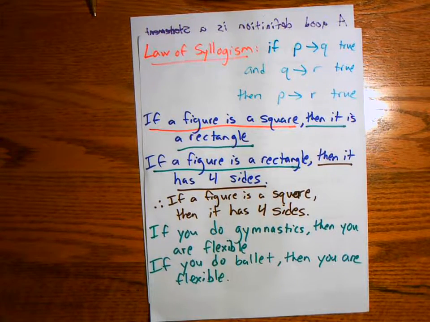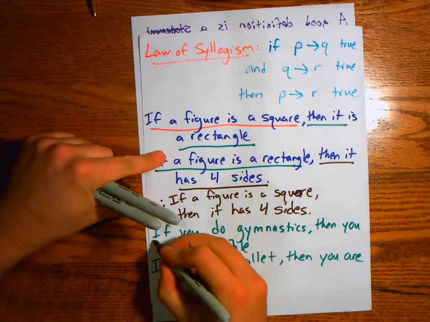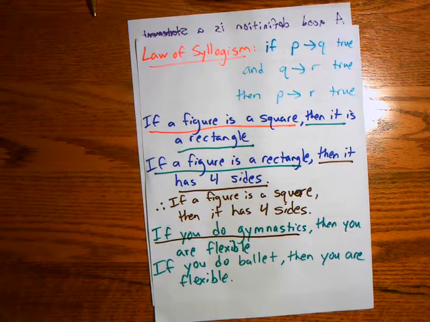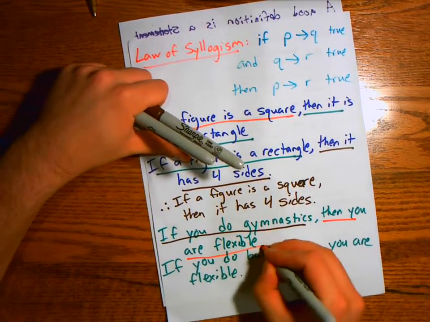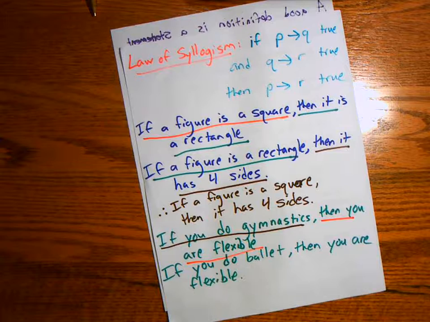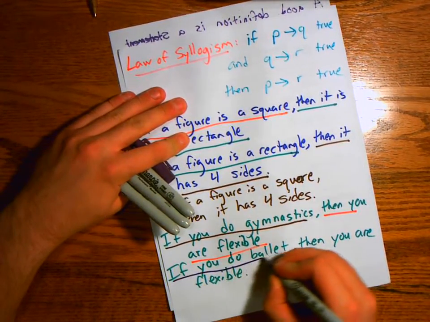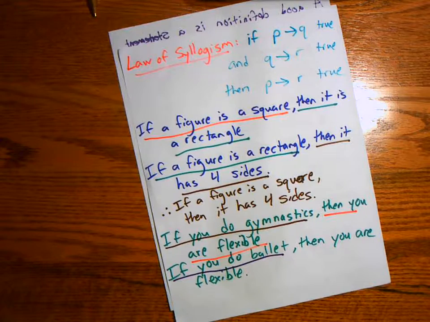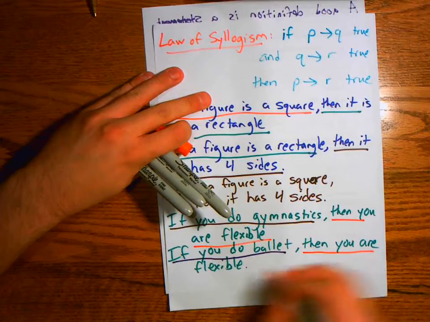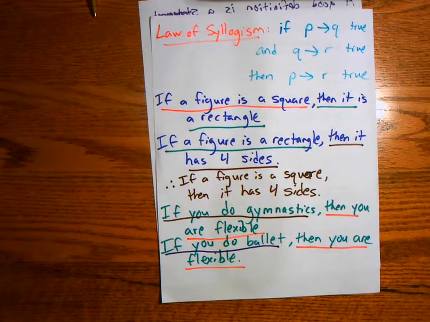One last example. If you do gymnastics, then you are flexible, is the first conditional statement. It is an if-then. The hypothesis is if you do gymnastics. The conclusion is then you are flexible. Taking a look at the second one, if you do ballet is the hypothesis of my second conditional statement, and then my conclusion is then you are flexible. It's an if-then statement. Okay?